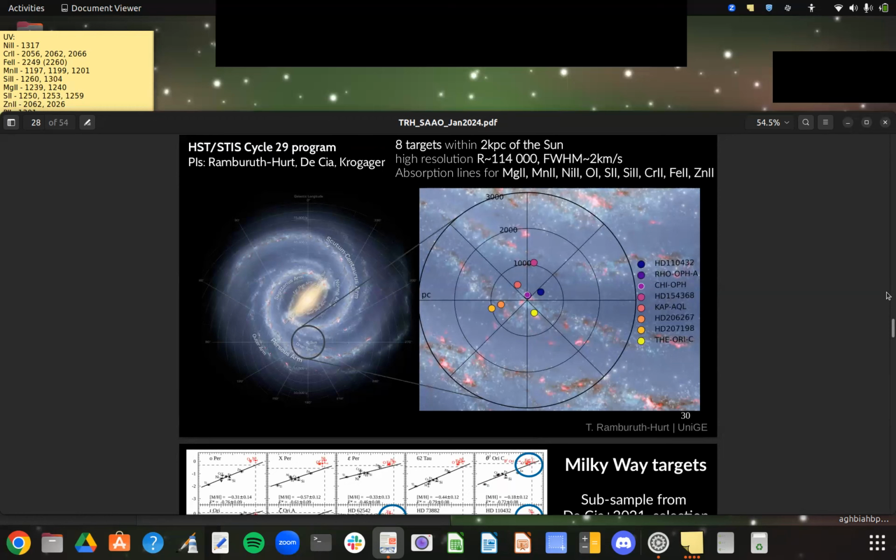The data for this comes from a recent HST program where we targeted 8 stars within 2 kiloparsecs of the sun, and we got very high resolution spectra, and then based our observations around getting the absorption lines for these metals and others, so that we can get a large range of the depletion factors.